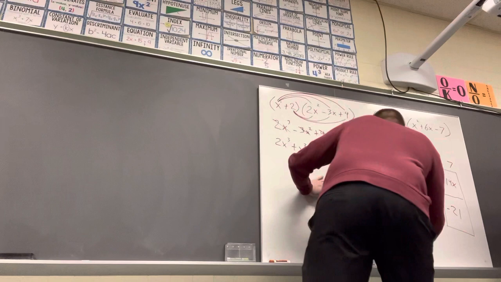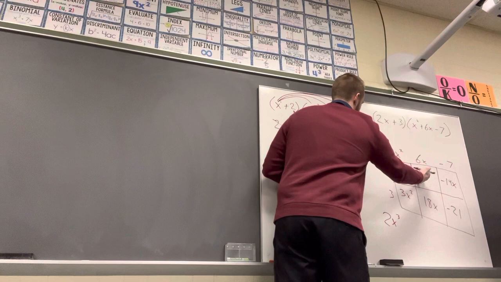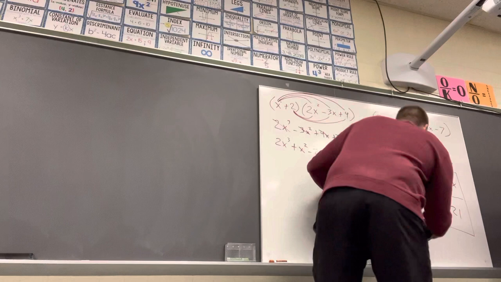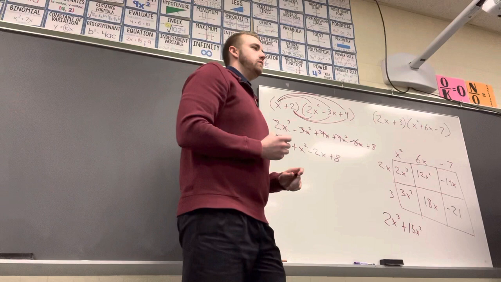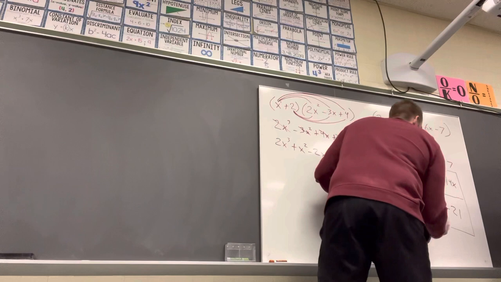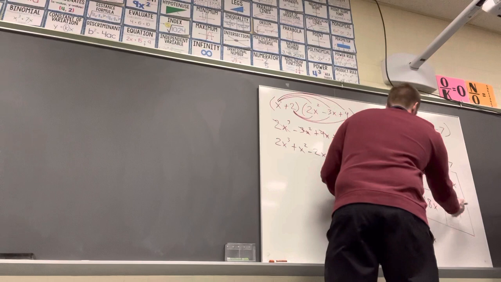Now, we have to combine these, right? So we have 12 and 3, and that gives us 15x squared. Good. And then we come down this one, negative 14 plus 18, which is 4x. That's our x's, so 4x. And then lastly, we bring down our negative 21.